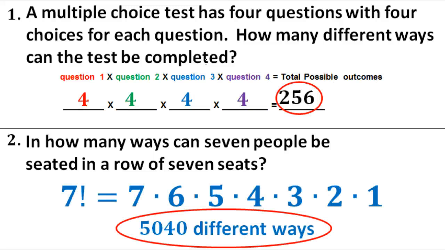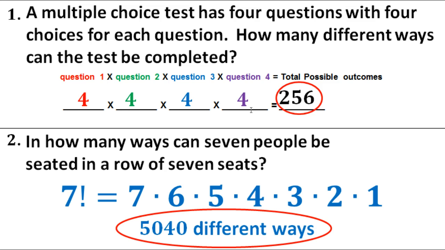This one a lot of times is very confusing, so I want to go through this one for you in just a second. It's about the different ways that you can answer a multiple choice test. It has 4 questions with 4 choices, so 4 answers, A, B, C, or D. Question number 1 has 4 different options that you can choose from. Question number 2 has 4 different options. Question number 3 has 4 different options, and question number 4 has 4 different options as well. Using the fundamental counting principle, all we're going to do is multiply all of those together.